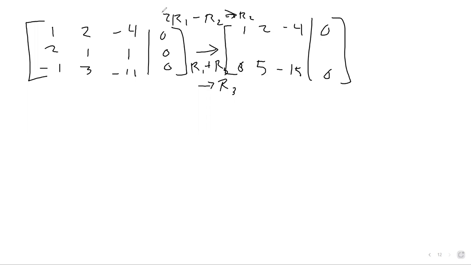So 2 times 2 is 4, minus 1 is 3. 2 times -4 is -8, minus 1 is -9. Now for both of these, we can take 1/3 of R2 and put it in R2, and 1/3 of R3 and put that in R3.